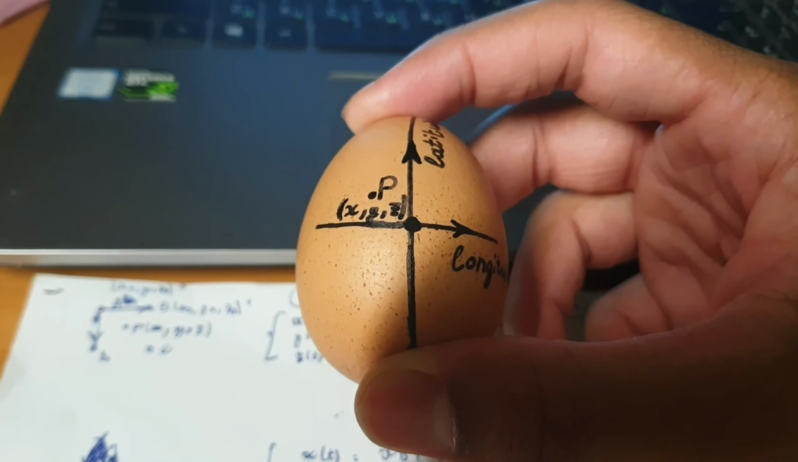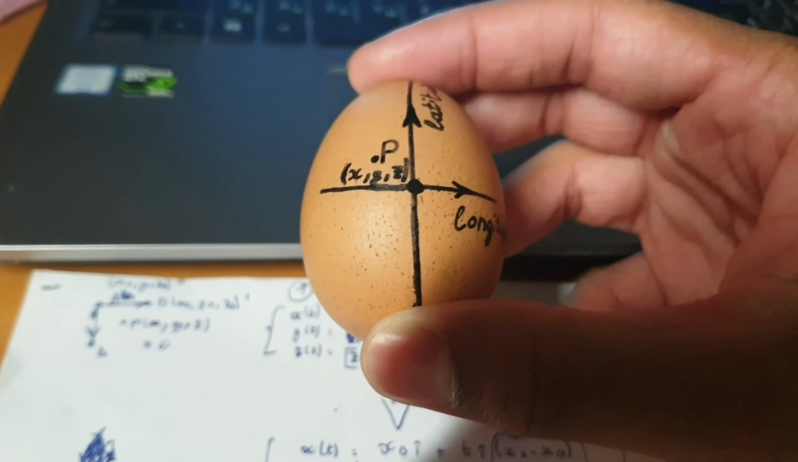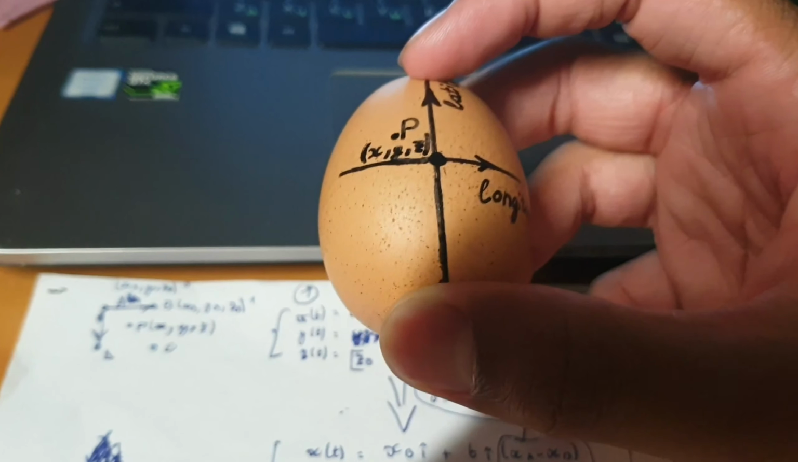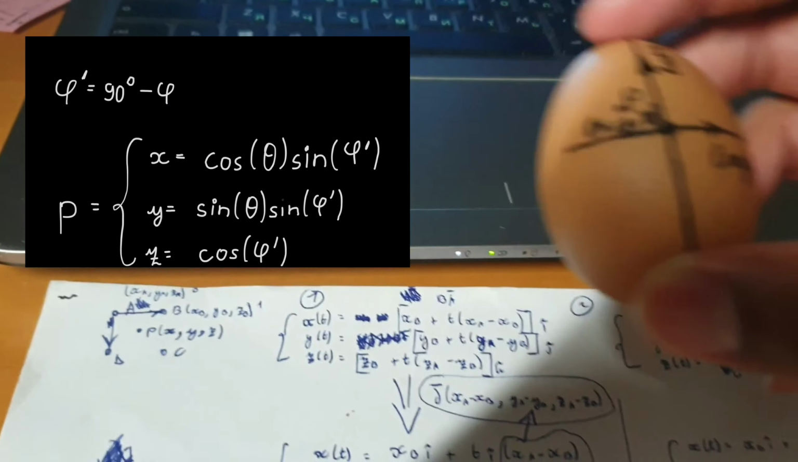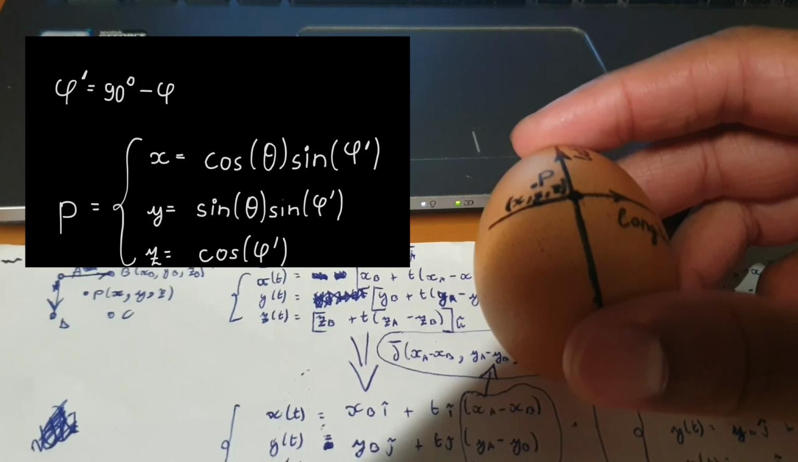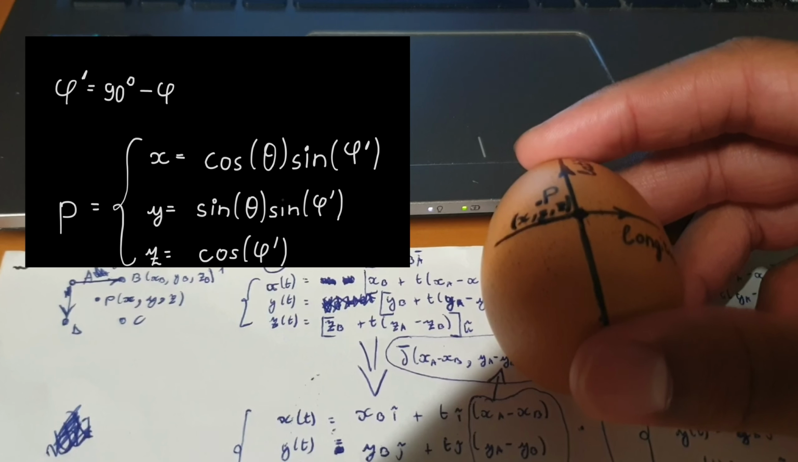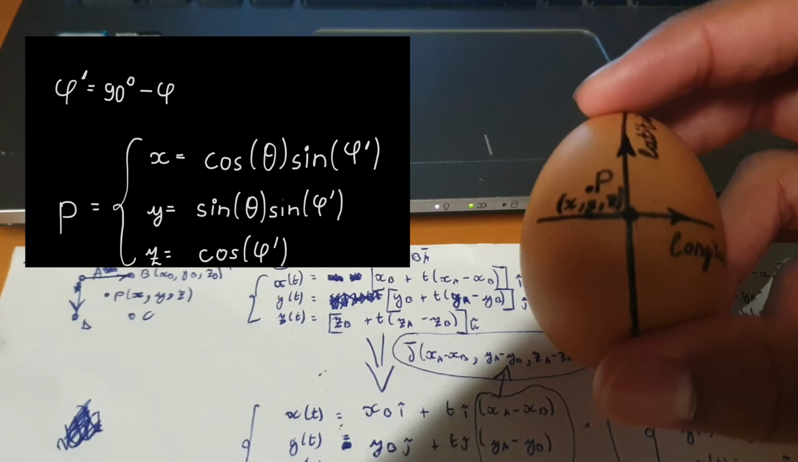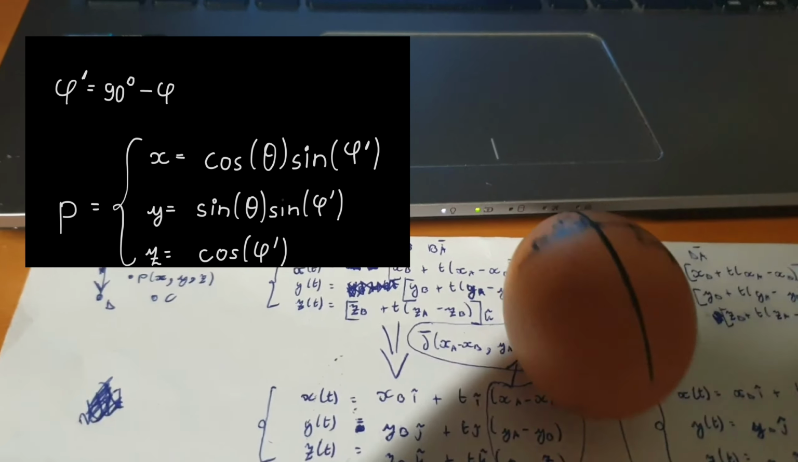We now need to represent the two angles as a 3D point on the sphere. We can do that using this formula, which you see right now on the screen. Mind you, it is necessary to subtract 90 degrees from the phi angle in order for the equation to work.